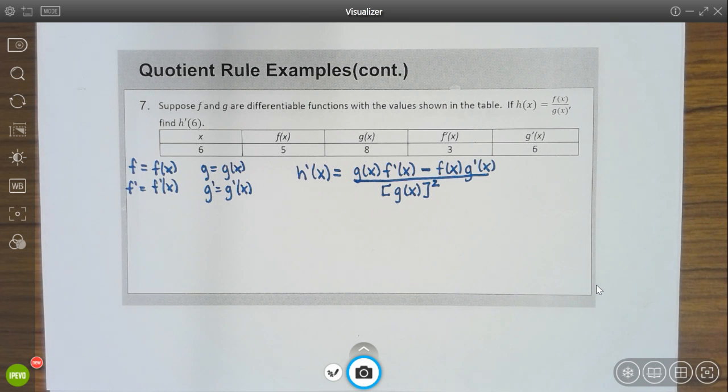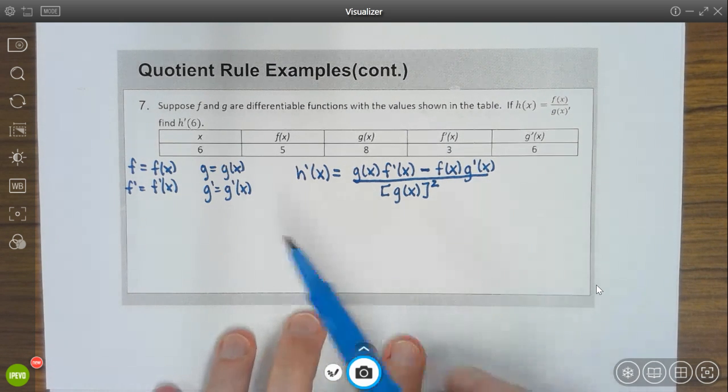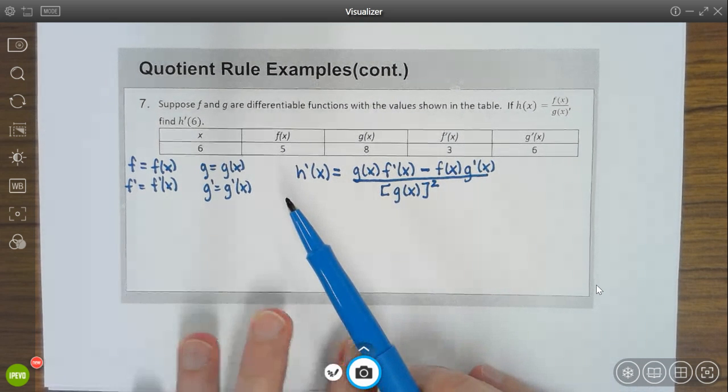In this video, we're going to look at using the quotient rule using tables, graphs, and then also relating quotient rule to our tangent and normal lines. So in this first example here, we're going to look at using the quotient rule to find the derivative when we're given information in a table format.